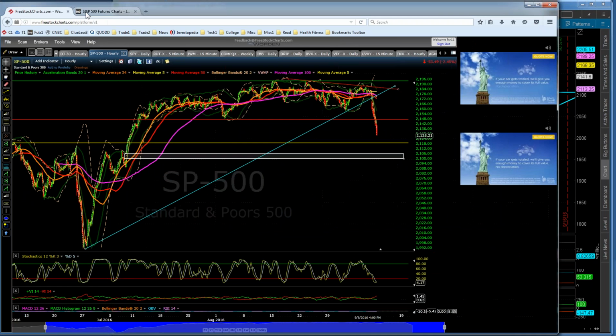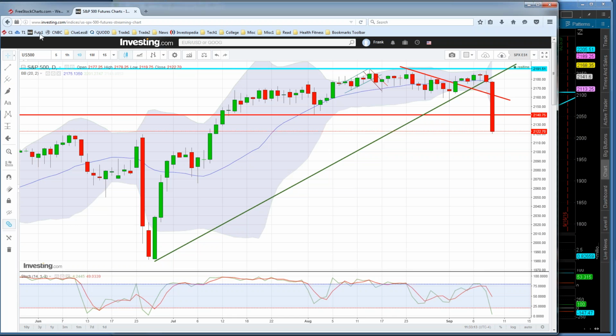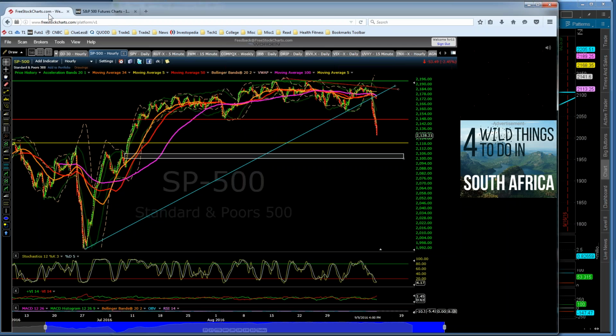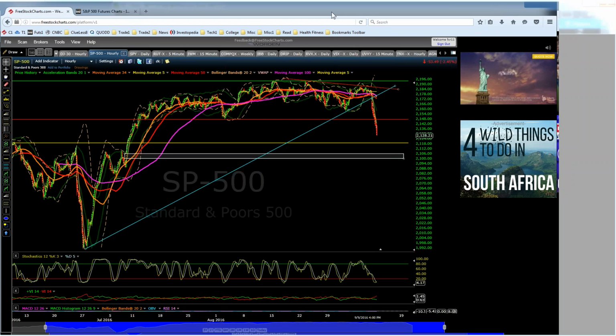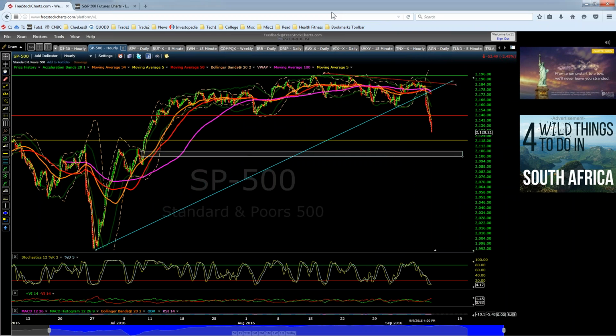I use good old investing.com, which is very easy on the eyes, very dynamic. It's free. It doesn't have all the real-time data, but gives you enough to work on. I use freestockcharts.com specifically for more longer-term chart analysis and chart setups, because they're also quite easy to see and understand.